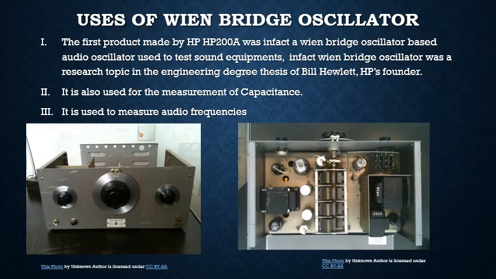Uses of Wien Bridge oscillator. Now a fun fact is that the first product made by HP, that is the HP 200A, was in fact a Wien Bridge oscillator. It was basically an audio oscillator that was used to test sound equipment. In fact, the Wien Bridge oscillator was a research topic in the engineering degree thesis of Bill Hewlett, who is HP's founder. Other uses of the Wien Bridge oscillator are that it is used for measuring the value of the capacitance. It is also used to measure audio frequencies.